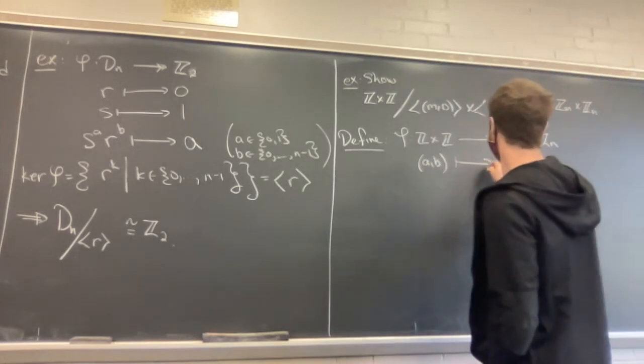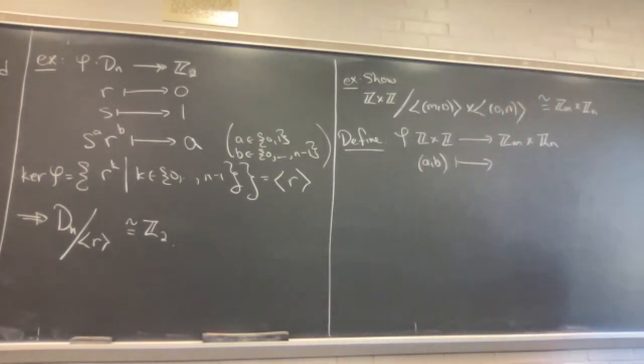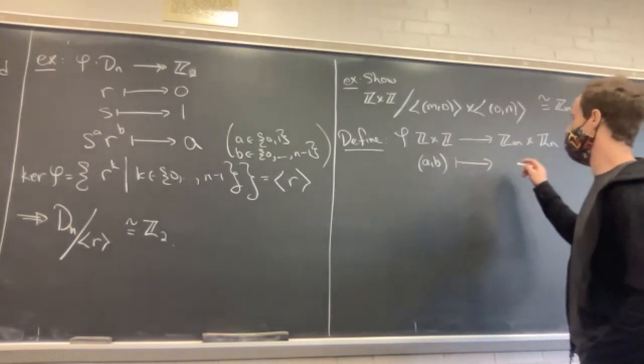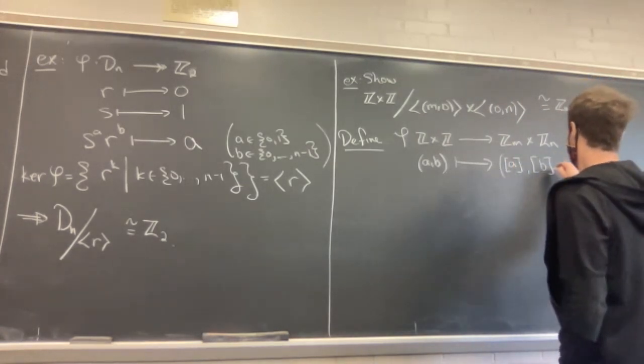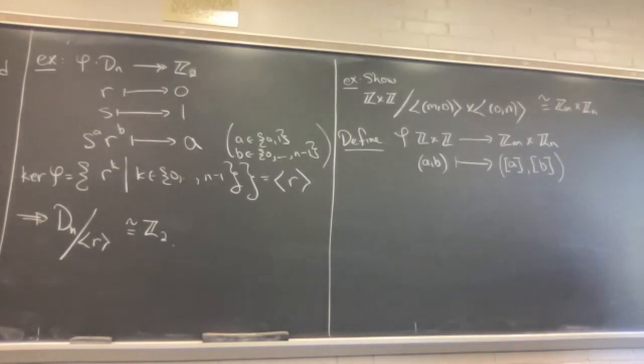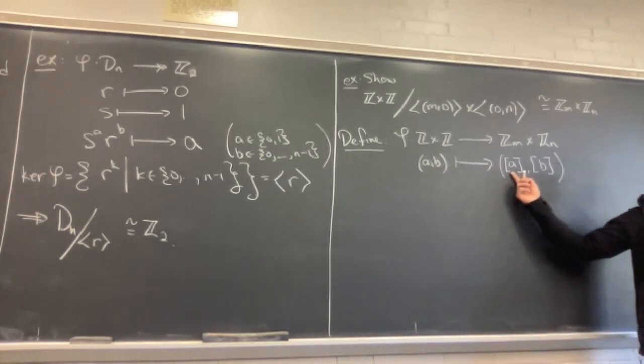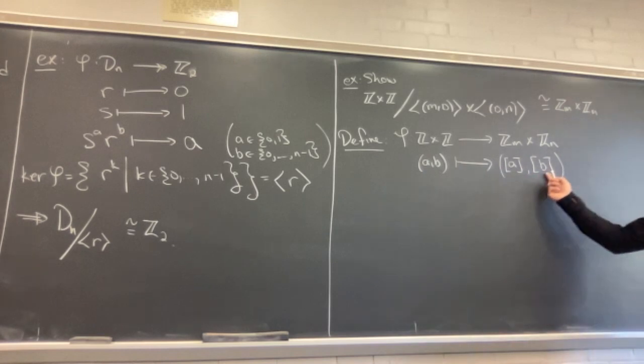Well, since we're going from Z cross Z into Zm cross Zn, we've got the same sort of flavor of group. It's a finite group now instead of an infinite group. Maybe since we're dealing with Z and Zm, we'll put brackets here. So this would be bracket a, bracket b. So over here, these are just plain old integers. But over here, this one is an integer modulo m. This one's an integer modulo n.